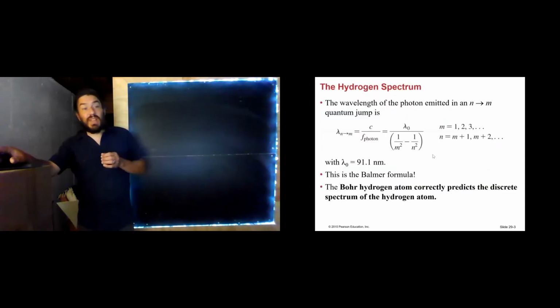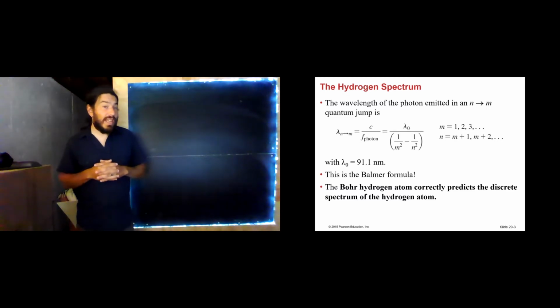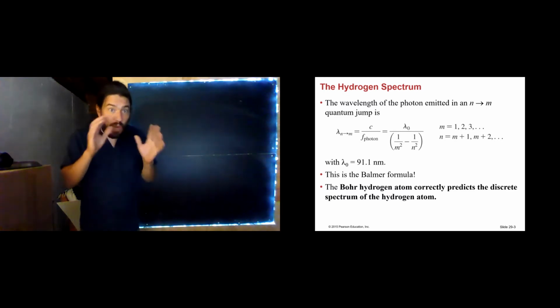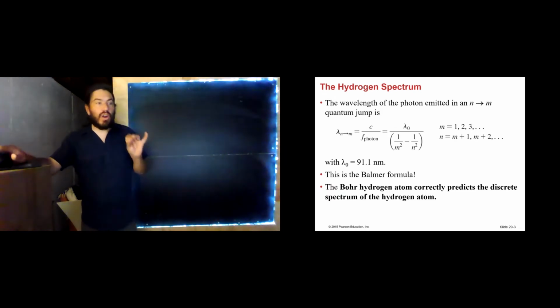So it turns out that fitting these standing waves around the nucleus, using the de Broglie wavelength, fitting an integer number of those wavelengths around the nucleus, perfectly yields the Balmer formula. It works out perfect.